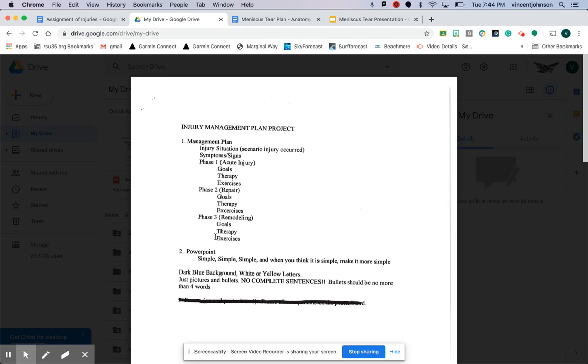Exercises. So this is the person going into the gym and they are on an exercise plan to rebuild strength in that particular area so they never get this injury again. Okay, so that's the paper. Situation, signs and symptoms, 3 phases. First one is first couple days. Next one, 2 to 4 weeks. Last one is 1 to 3 months.